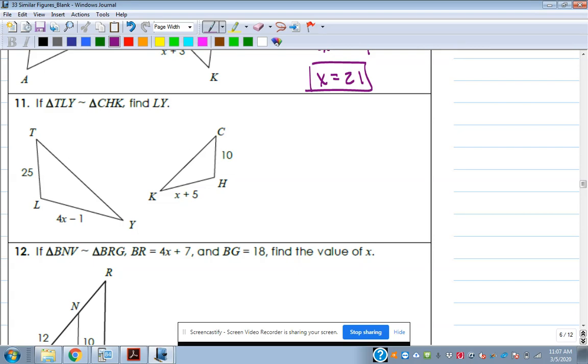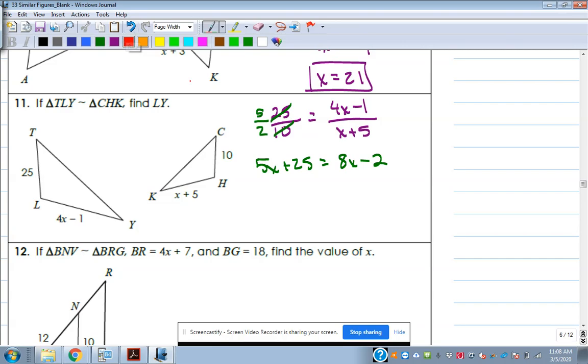TLY comes first, so I'm going to use that side. What goes with TL? CH. So 25 over 10. And I'm going to simplify the 25 over 10 to make that 5 over 2, just so I've got a smaller number to deal with. You don't have to do that, but to me, it makes it easier. Cross multiply then, we get 5x plus 25 is equal to 8x minus 2. And we plug in 9 times 4 is 36 minus 1, so LY is 35. Good job. Questions about that?